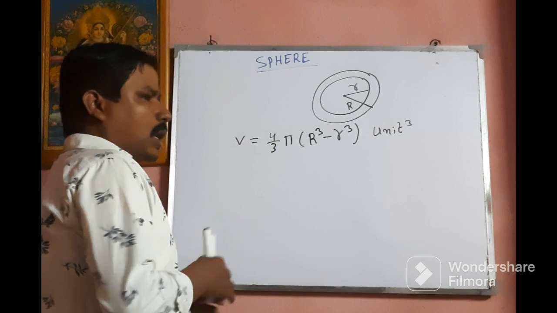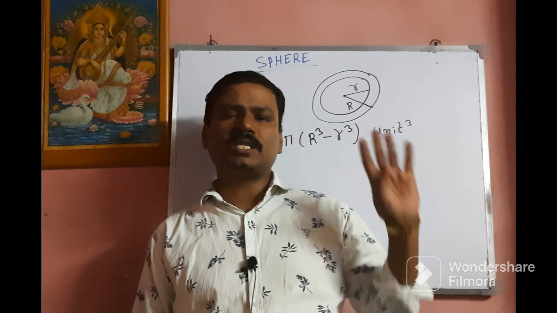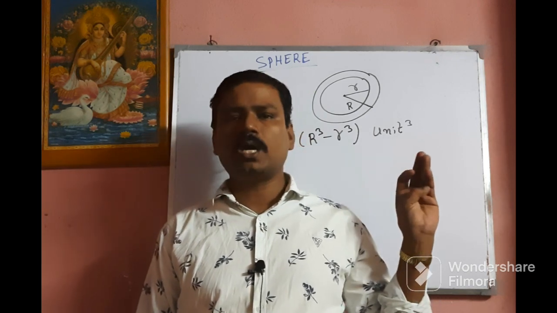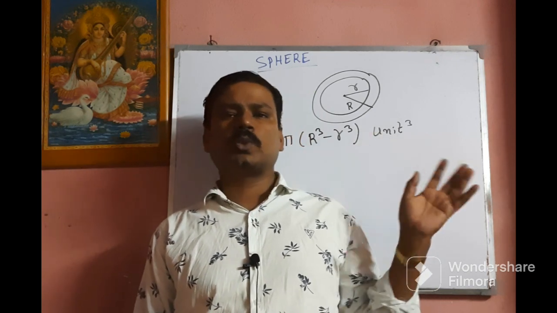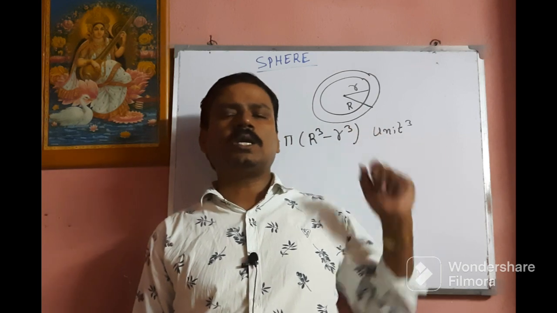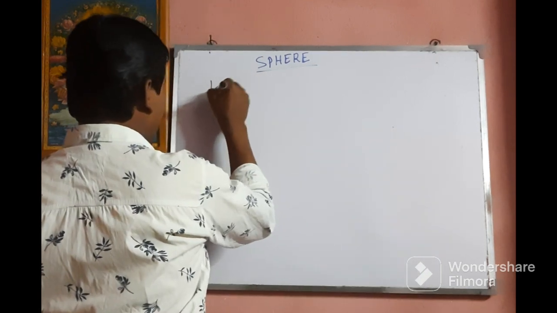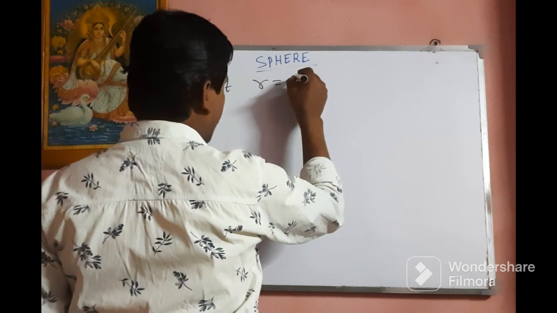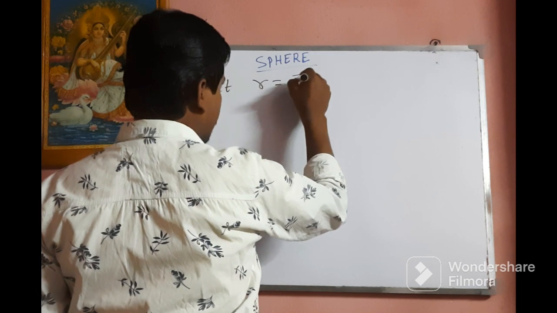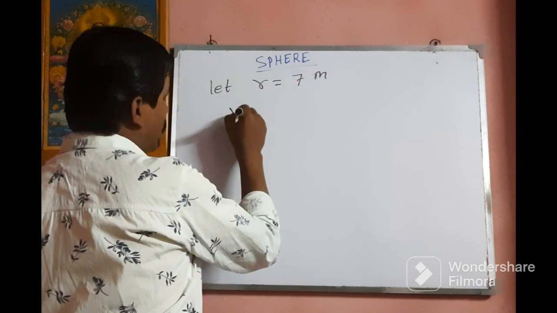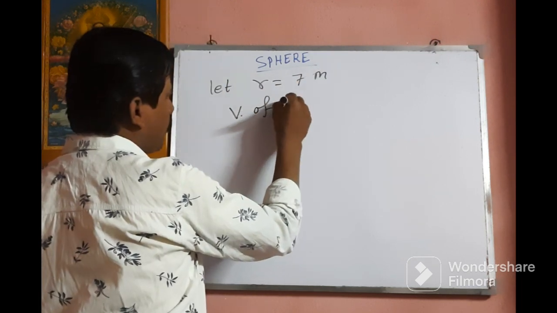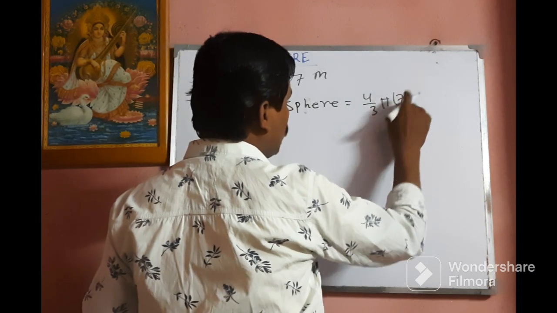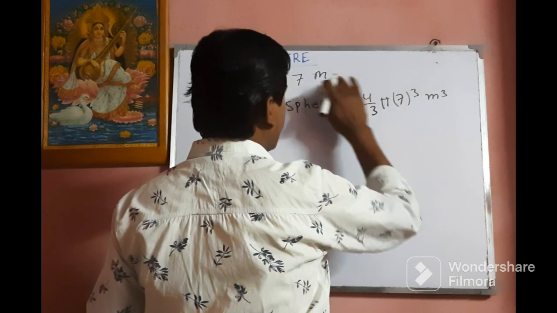Now we have given three pieces of information: the formula of sphere, formula of hemisphere and formula of hollow sphere. It's important for this chapter. Let the radius of a sphere be 7 meter. Then the volume of the sphere will be 4 by 3 pi into 7 cube, and this is a meter cube.